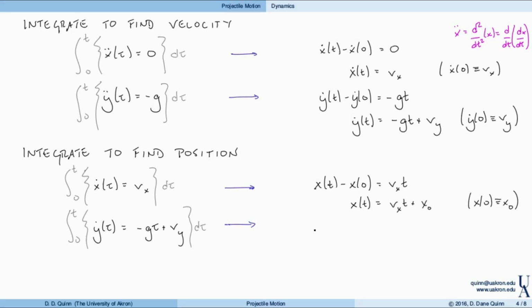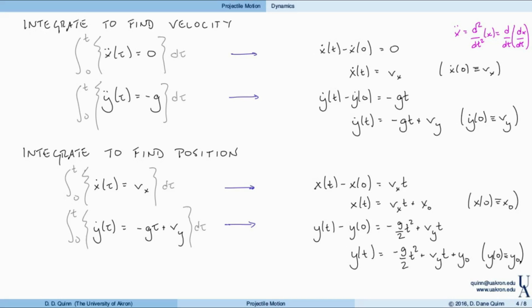The same for the vertical component, y of t minus y0 is minus g over 2 t squared plus vy times t. Or, finally, solving for the vertical component, minus g over 2 t squared plus vy times t plus y naught. And you can probably guess that the initial displacement in the j direction is defined as y naught.